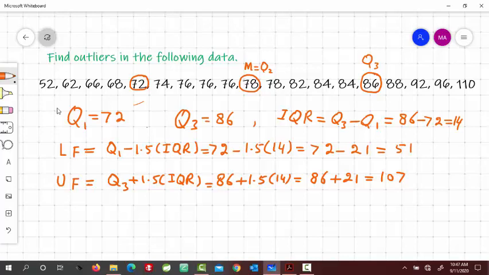However, on the higher end, our upper fence is 107. So the upper fence would be somewhere here, right? That means that this value, 110, is an outlier.